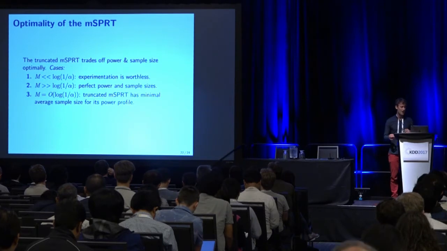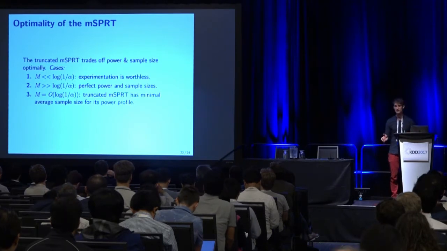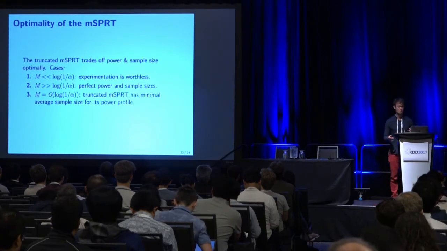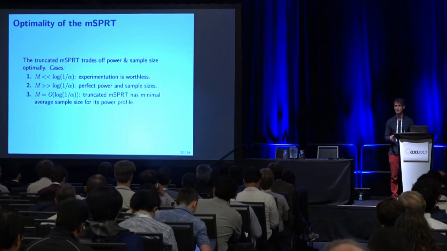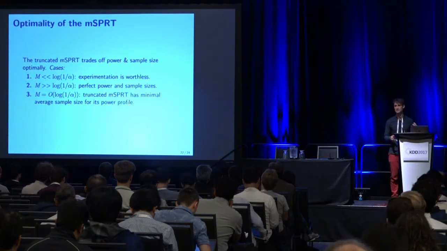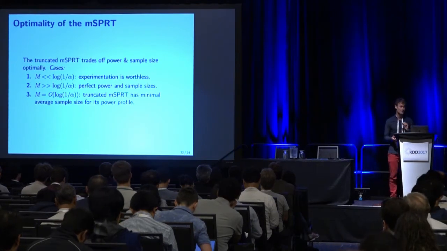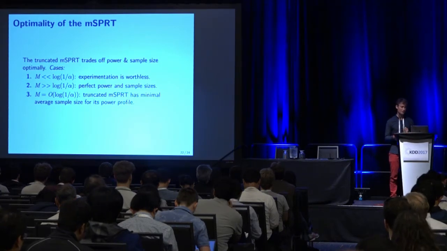Case 2, M is pointlessly large. For your significance level, you can detect anything you want. It's possible to get perfect power 1 for any effect with little o of M samples. So you can get a perfect result, and the MSPRT does get that perfect result. The really interesting case is in the middle, where M is comparable to log 1 over alpha.